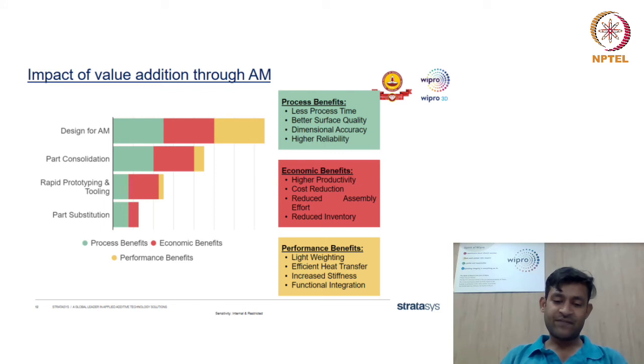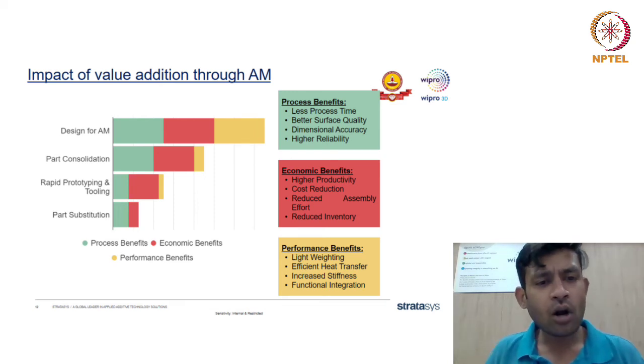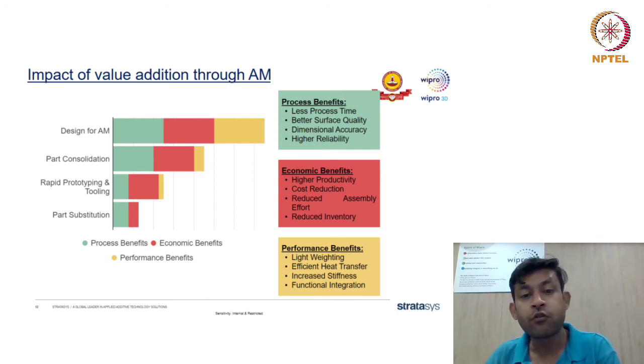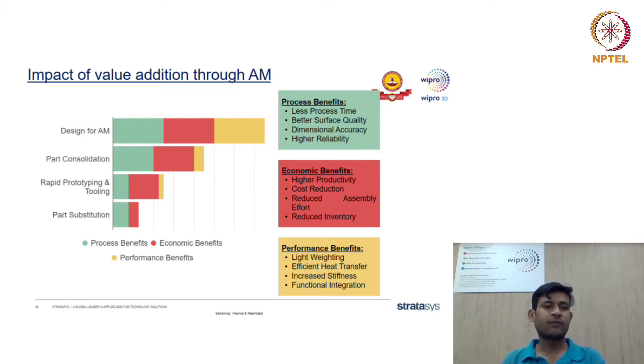Also, when we reduce the number of components, we have fewer components in our inventory. So maintaining the inventory, maintaining the supply chain becomes much easier, which has a direct economic benefit on the business. So a lot of these economic benefits are also due to the performance of the components, the performance enhancement that we have done in the component using additive manufacturing.